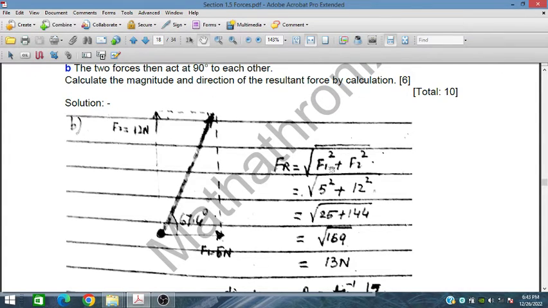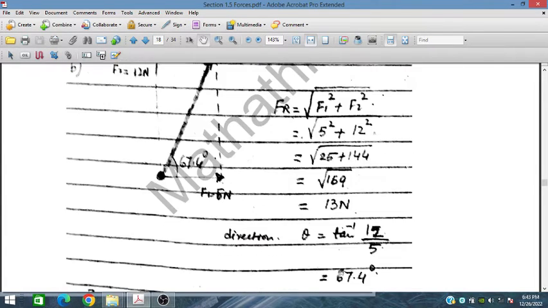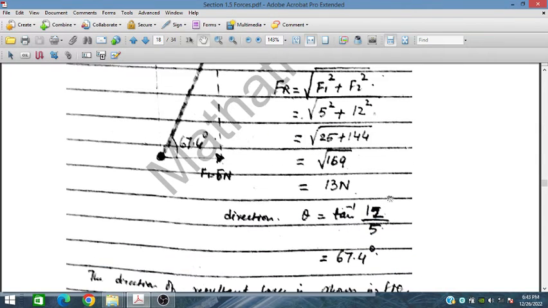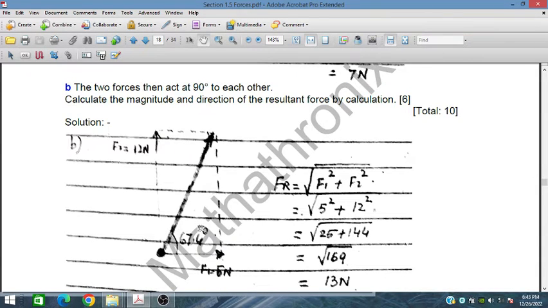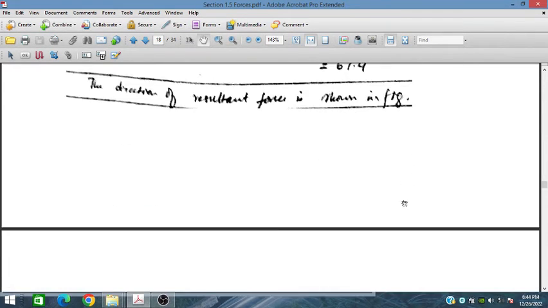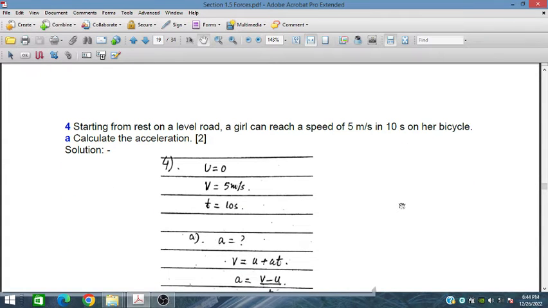So F resultant would be the square root of F1 squared plus F2 squared, that is 5 squared plus 12 squared, so it is 13 Newtons. This is the 12 Newton force and this is 5, so the tangent of this angle is 12 divided by 5, and the angle is 67.4 degrees. So this is making this much angle from the north side, or from the x-axis along the 5 Newton force, it is making an angle of 67.4 degrees. So it can be written down like this. The direction of the resultant force is shown in the figure.